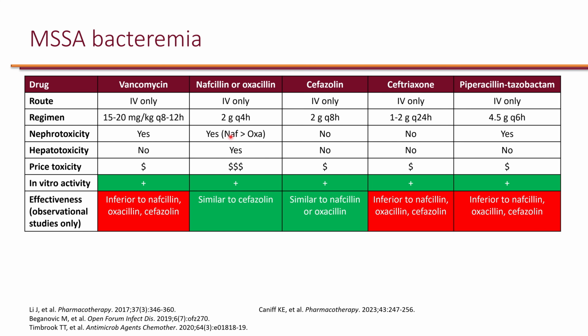Nafcillin's more than oxacillin, but regardless, both of them are associated with nephrotoxicity, whereas cefazolin is not associated with nephrotoxicity, neither is ceftriaxone. Piperacillin tazobactam has also been associated in observational studies with nephrotoxicity. Now, with hepatotoxicity, specifically elevation of transaminases such as ALT and AST, you will see that nafcillin or oxacillin significantly increase transaminases, whereas the rest of these do not significantly increase transaminases.